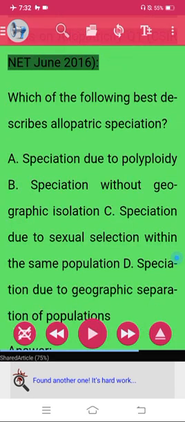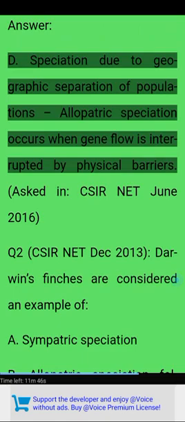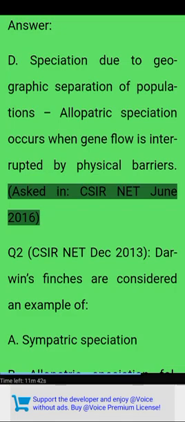Allopatricity Q1, CSIR NET June 2016. Previous year CSIR NET questions on allopatricity. Which of the following best describes allopatric speciation? A, speciation due to polyploidy. B, speciation without geographic isolation. C, speciation due to sexual selection within the same population. D, speciation due to geographic separation of populations. Answer: D, speciation due to geographic separation of populations. Allopatric speciation occurs when gene flow is interrupted by physical barriers. Asked in CSIR NET June 2016.